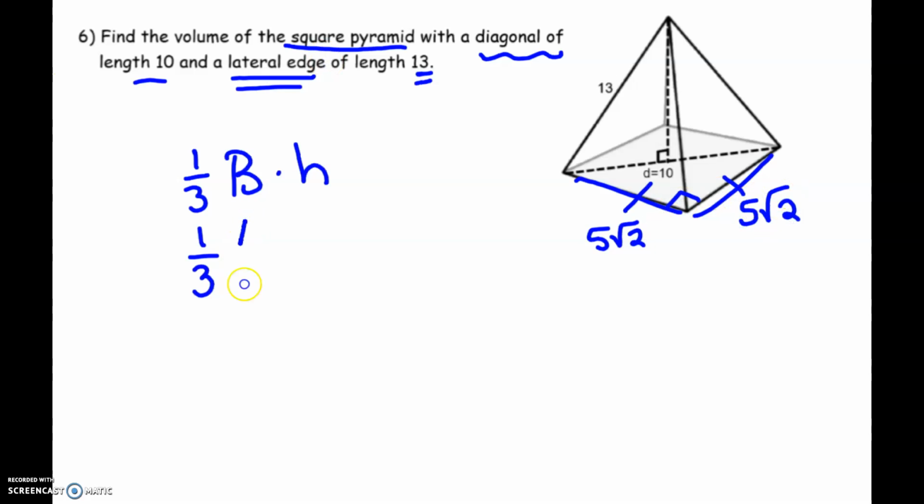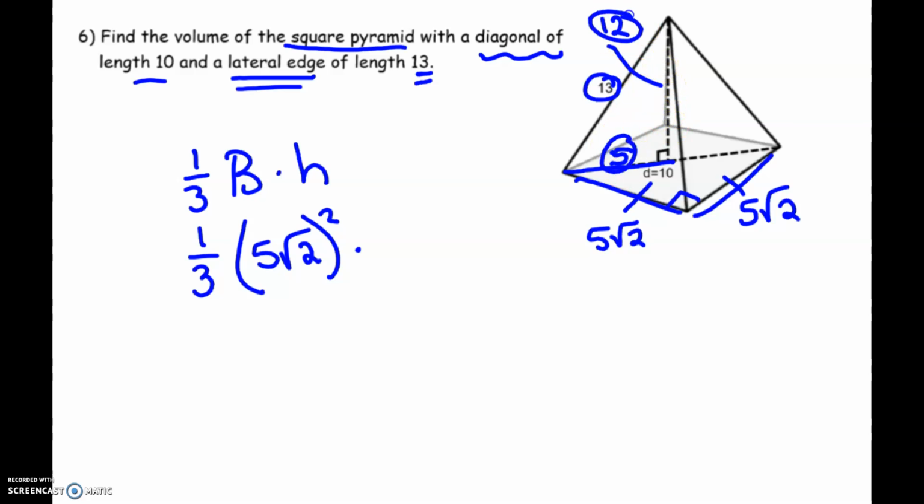So for my area of my base, I'm going to do 5√2 squared, multiplied by itself, and I need that height. Again, if the diagonal was 10, the distance from here to here is 5, and hopefully you can see with your 13 and your 5, this leg must be 12, so our height is 12.